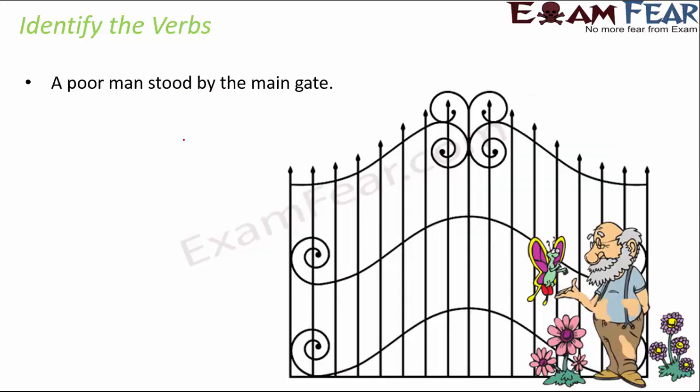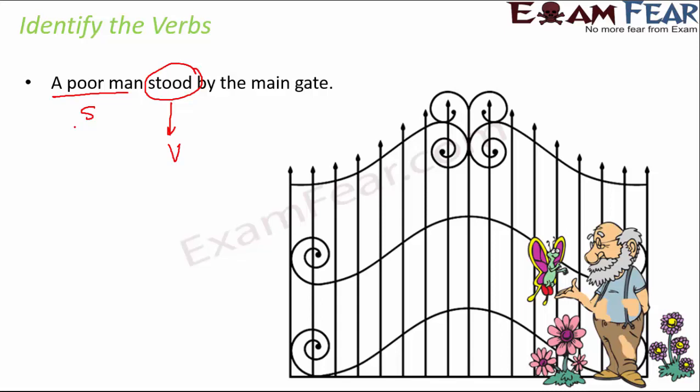Next one. A poor man stood by the main gate. So here the verb is stood. Who stood? The poor man. So this is the subject. Now if we ask a question, stood by what? So then we may get an answer, but that is not the right way of asking the question.